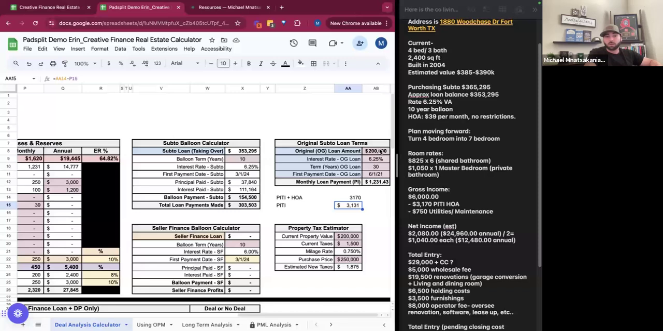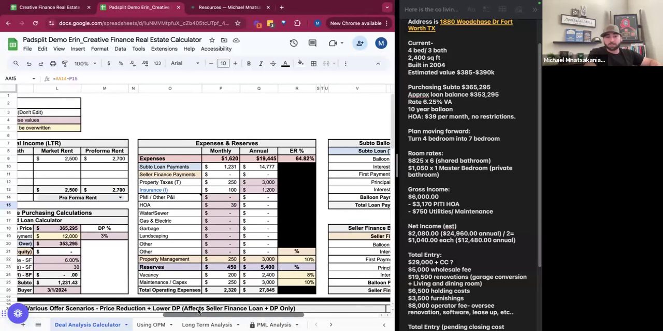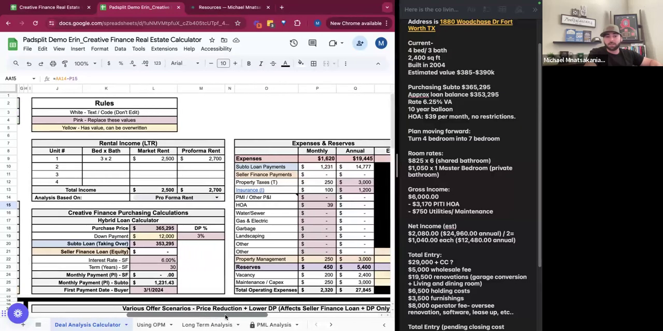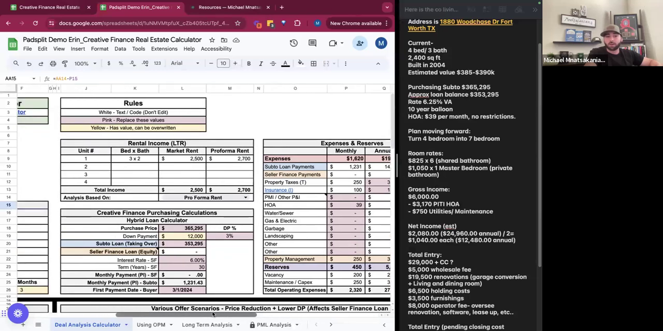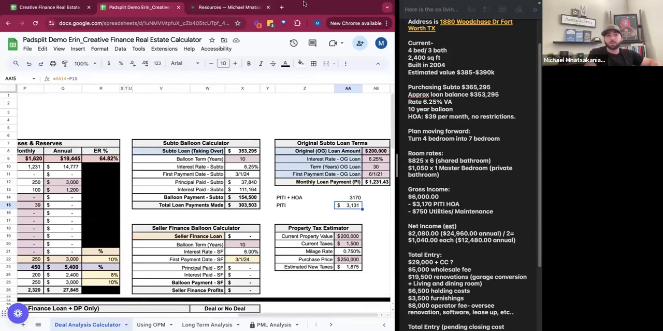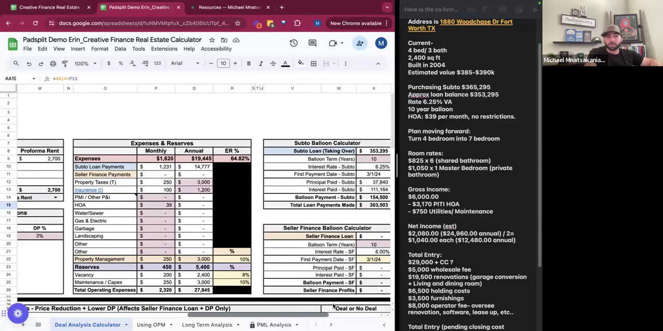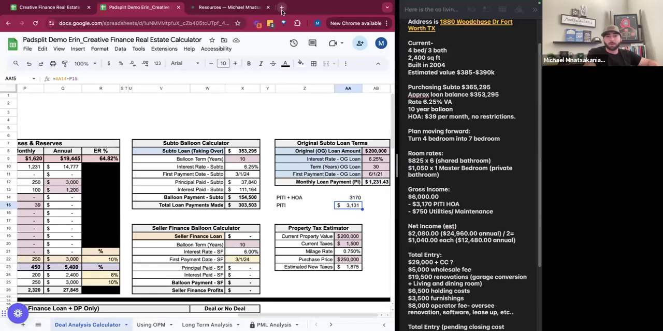Just to give you a heads up, if the current loan amount you're taking over is $353,295, then the original loan was higher than that amount. It doesn't mean it's higher than the purchase price, but it does mean it's higher than the exact amount of loan you're taking over, as long as they've made a single payment on it.